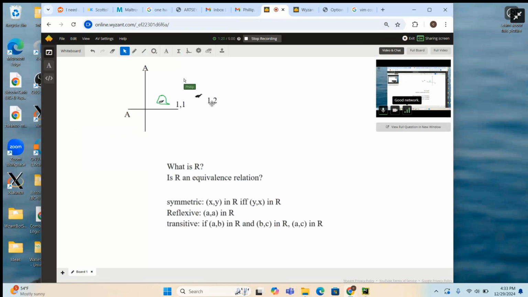On the other hand, we've got the pair (1, 2). 1 is in A, 2 is in A. But if we take 1 squared minus 2 squared, that would be 1 minus 4, that's -3. That is not evenly divisible by 5. So the pair (1, 2) is not in R. So now we've answered the question, what is R?